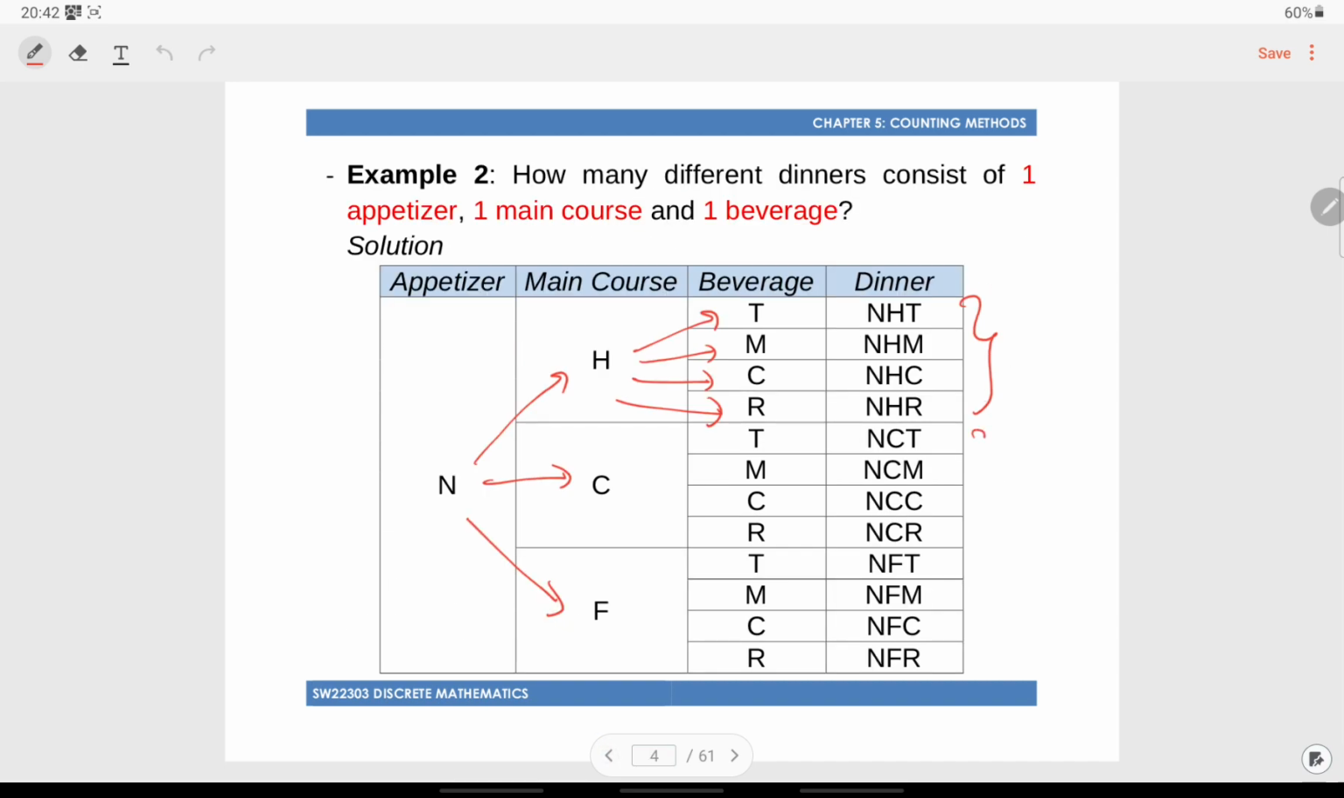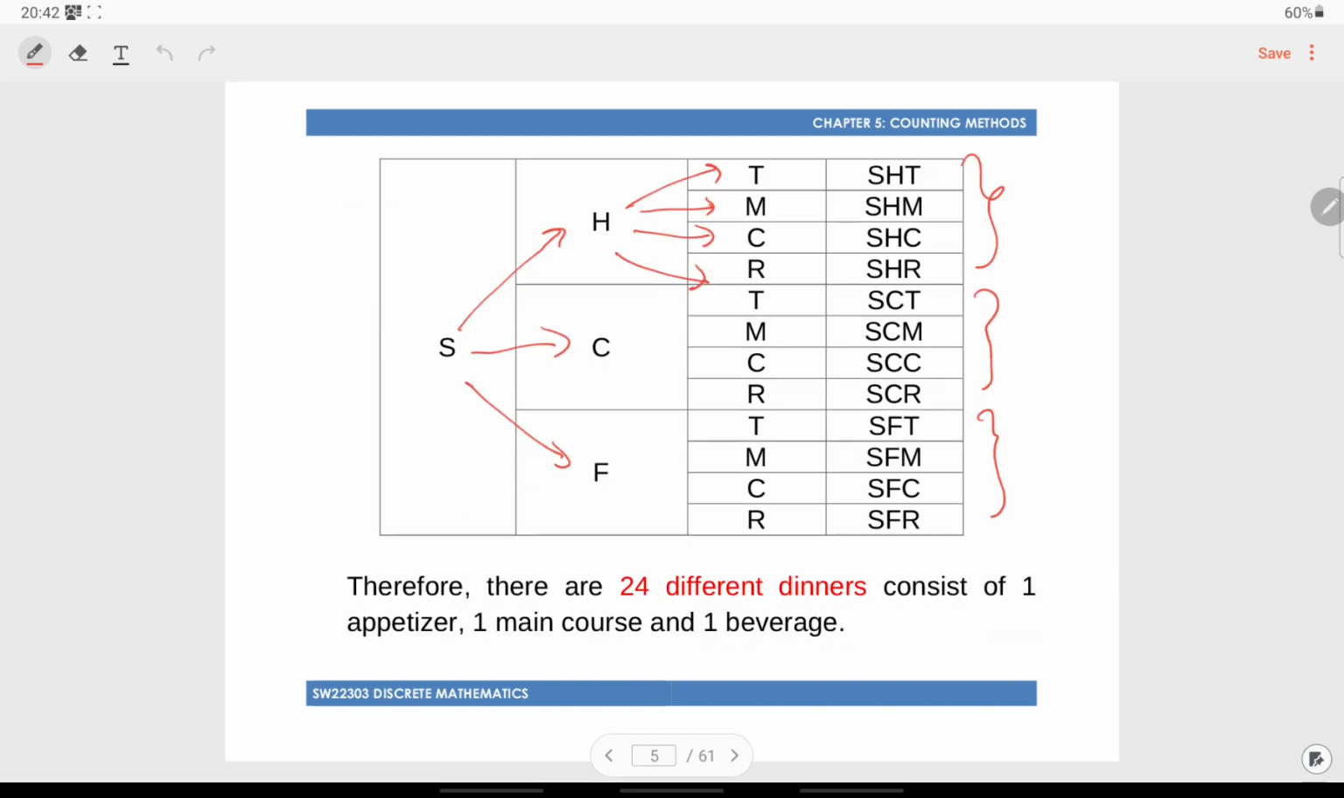Okay, so from this column, finally we obtain 24 different dinners consisting of one appetizer, one main course, and one beverage. We just simply add all the following different combinations. We do the addition operations.